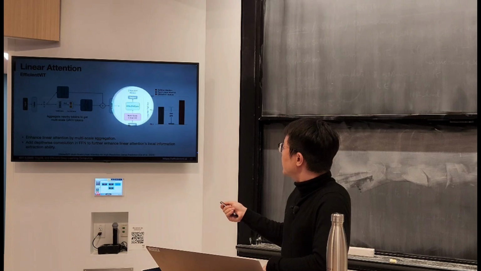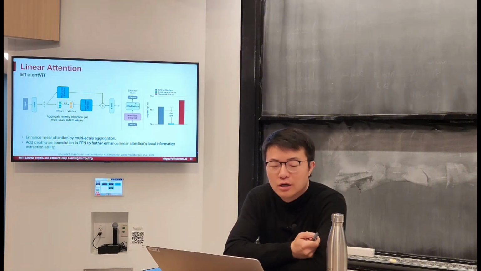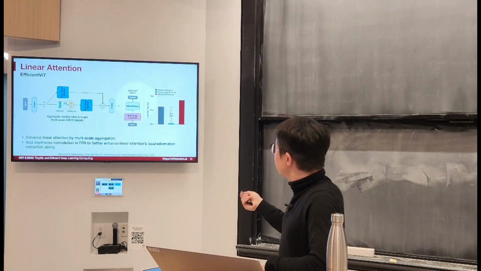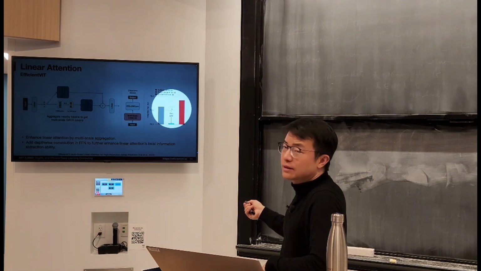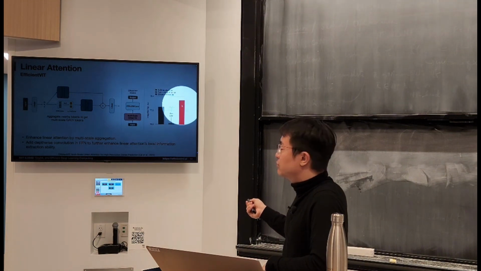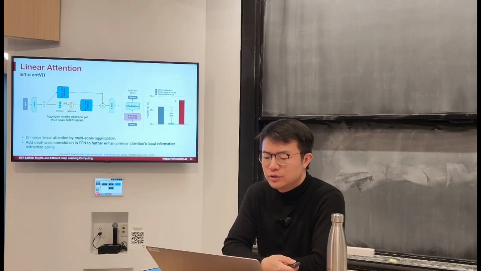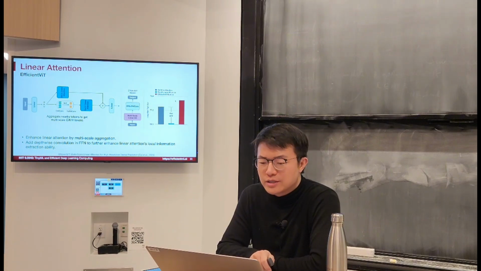So here, in the FFN layer, we added the depth-wise convolution to compensate for the loss of accuracy. It added very little computation, but accuracy-wise, it fully brought back the accuracy and also actually improved the accuracy a bit. So adding the depth-wise convolution can further enhance the linear attention's local information extraction capability.